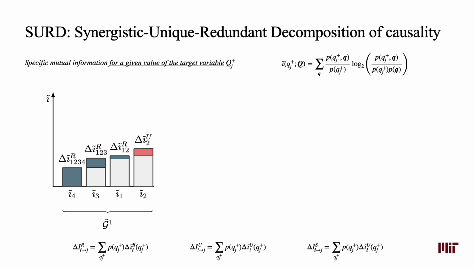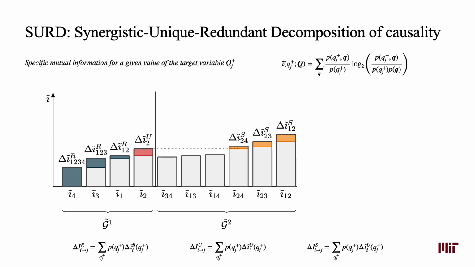We continue this analysis across all 4 variables individually. For the variable with the largest specific mutual information, this value indicates the unique causality contributed by this variable. In this scenario, that variable is Q2. This means Q2 provides a unique amount of information about the target variable that is not contained in any of the other observed variables.